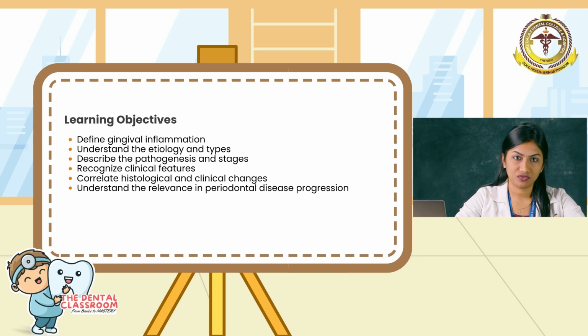The learning objectives of this lecture are definition. We will understand the etiological types and the stages of gingival inflammation. We will also analyze the pathogenesis and molecular mechanisms, and we will recognize the clinical features. We will also list out the histological features which correlate with the underlying clinical features. We will also understand the relevance in periodontal disease progression, which is going to help in our treatment.